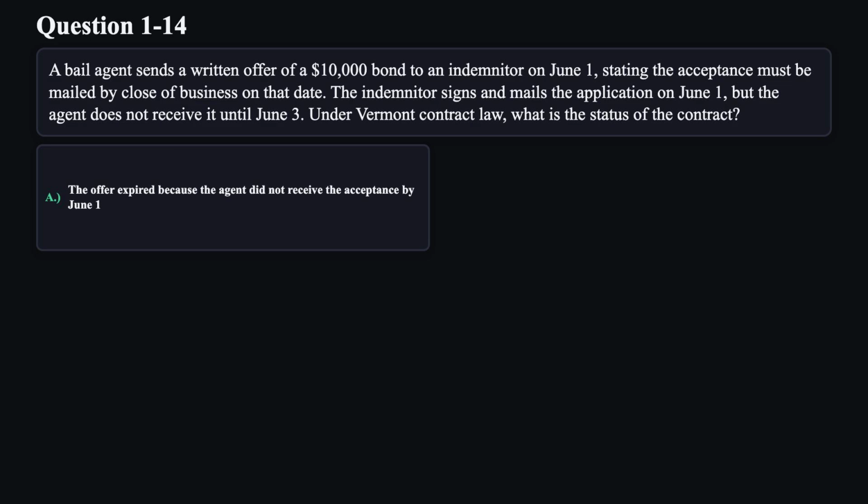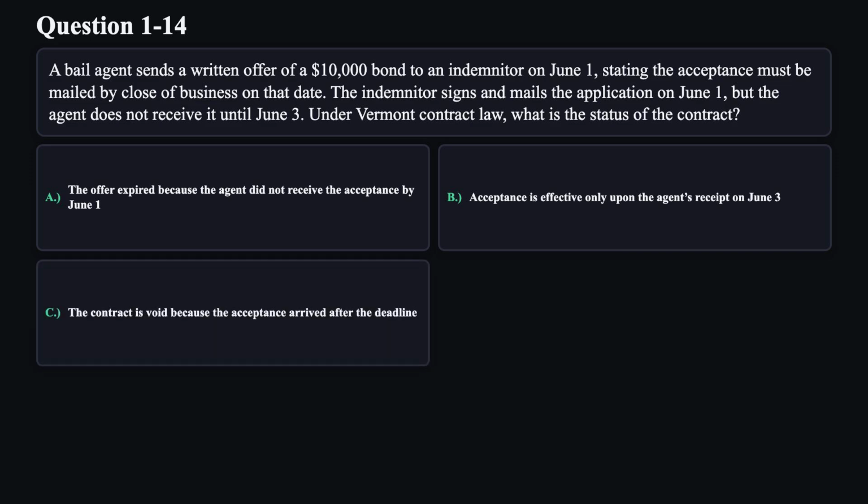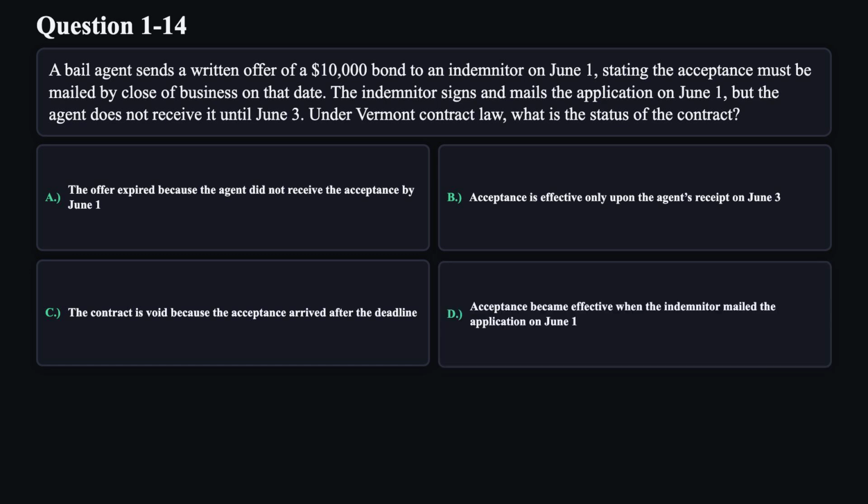A. The offer expired because the agent did not receive the acceptance by June 1st. B. Acceptance is effective only upon the agent's receipt on June 3rd. C. The contract is void because the acceptance arrived after the deadline. D. Acceptance became effective when the indemnitor mailed the application on June 1st.